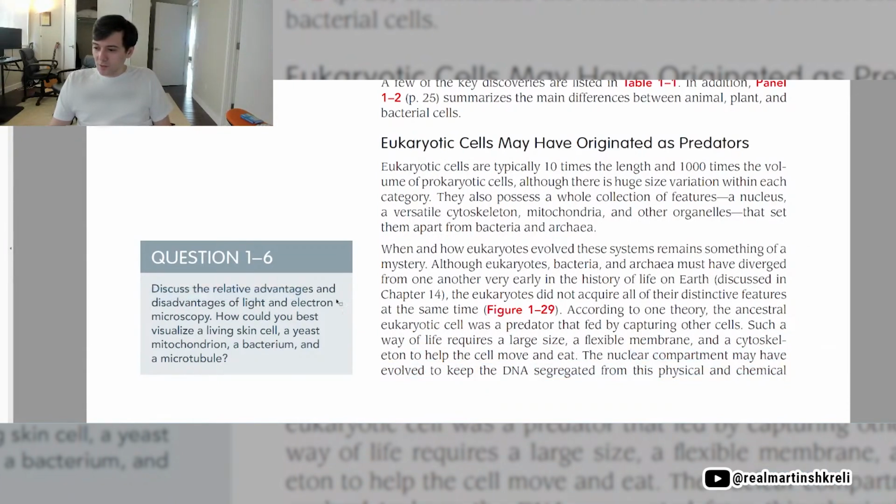We should discuss the relative advantages and disadvantages of light and electron microscopy. Obviously, the disadvantage of electron is the preparation. The disadvantage of light is the resolution size. How could you best visualize a living skin cell, yeast, mitochondria, bacterium, and microtubule?